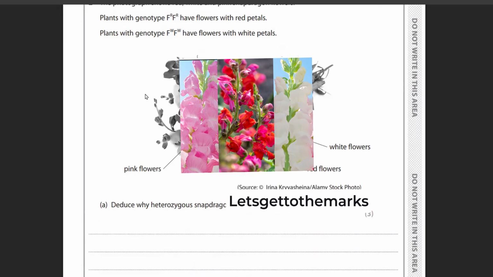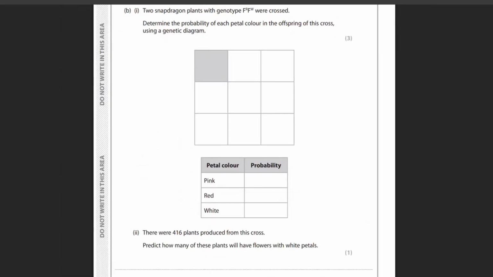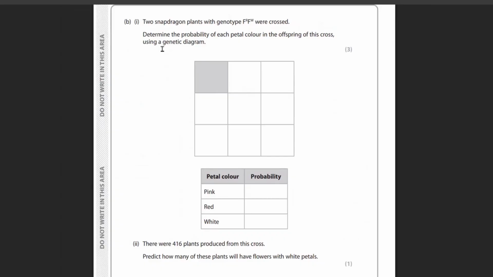Right, let's move on. So, now we've got a little Punnett square, but it's a basic Punnett square, codominant monohybrid. 2 snapdragon plants with the genotype FRFW, so they're heterozygous, were crossed, determine the probability of each petal color in the offspring cross using a genetic diagram. So I know this is basic, I know this is easy, but we're using this one up as a nice warm-up for your day. So we're going to bust out our Punnett square, FRFW.